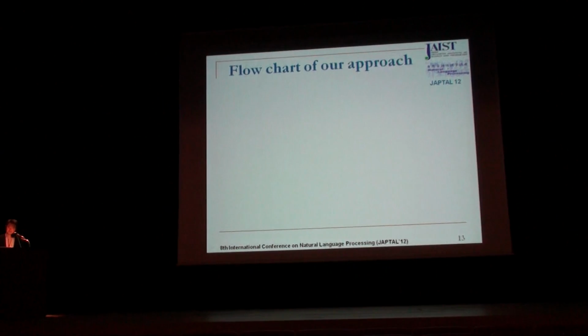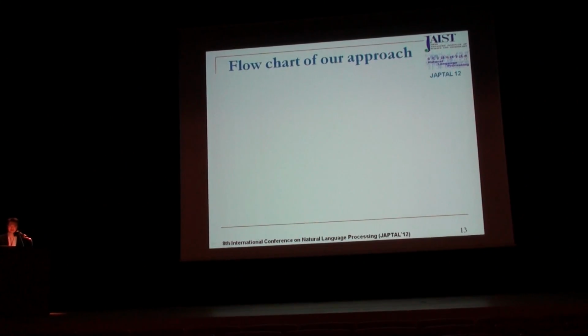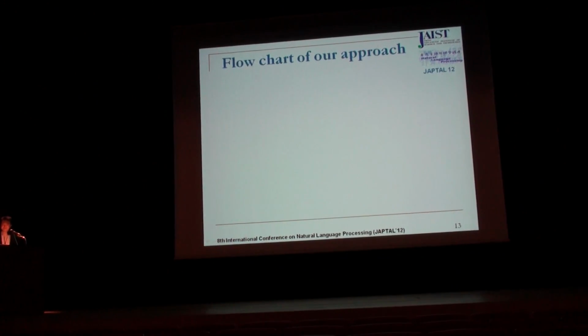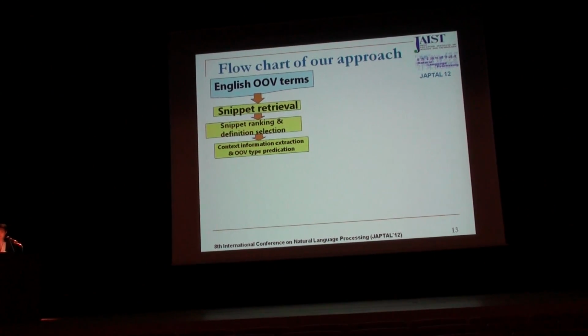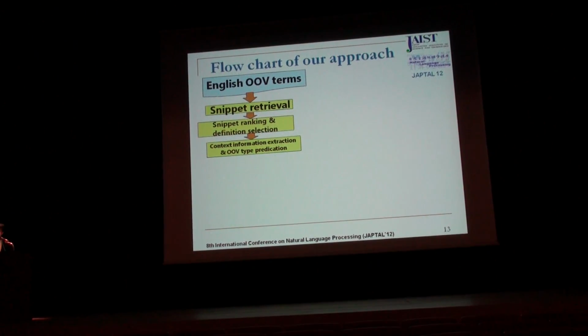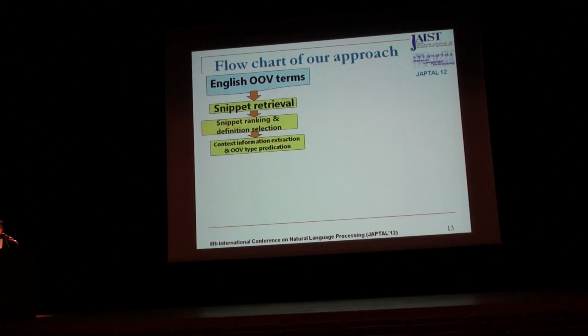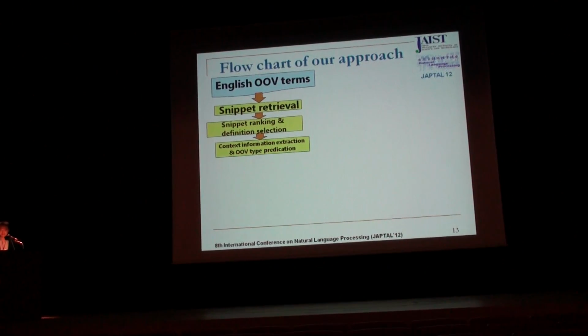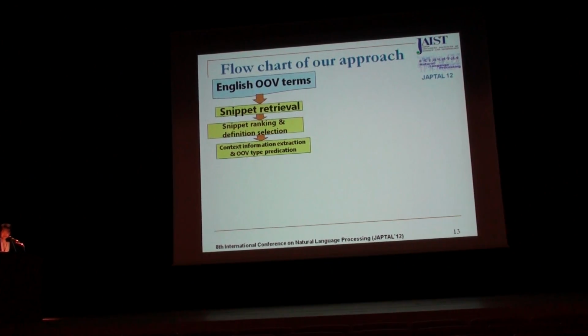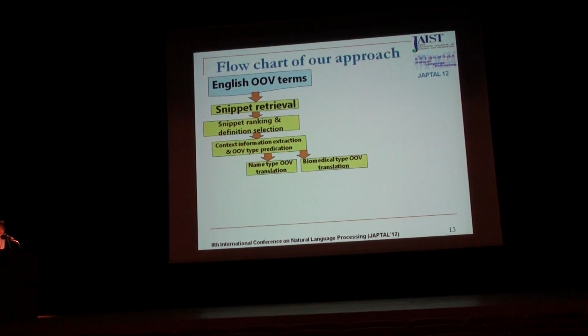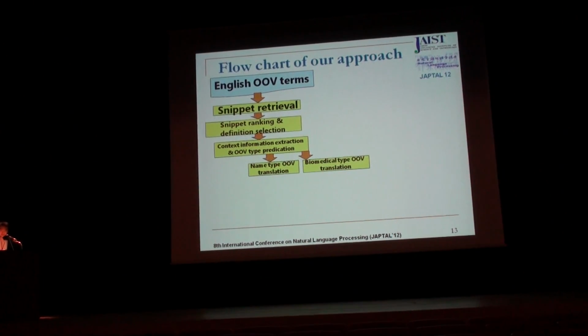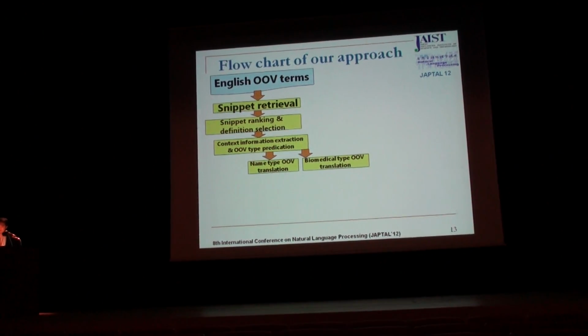So from this slide, I will explain our approach. Basically, our approach is developed into five steps. They are the snippet retrieval, the snippet ranking and definition selection, the multilingual context information extraction, and OOV type prediction. And then we have the name type OOV translation and the biomedical type translation.